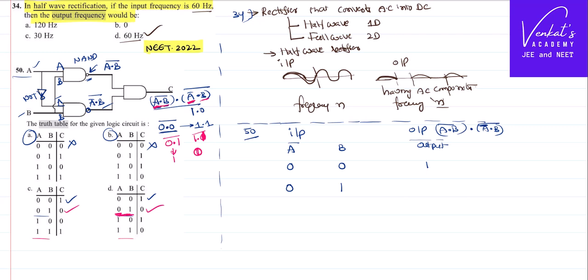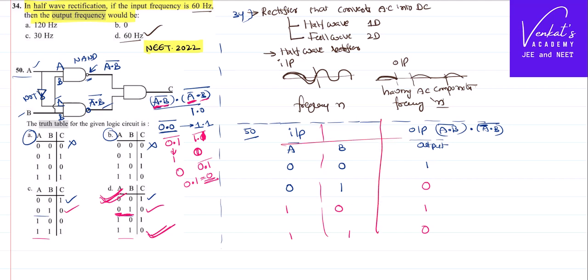What happens if A is 1 and B is 1? A dot B is 1, whole bar is 0. A bar is 0, 0 dot 1 is 0, whole bar is 1. The output is 0 dot 1, which is 0. So this is the right option. The setting D: for 0 1 the output is 0, for 1 0 it is 1, for 1 1 it becomes 0. So option D is the right answer. I need to just check the basic digital algebra to verify what is correct and what is not. That's it, and thank you for watching.